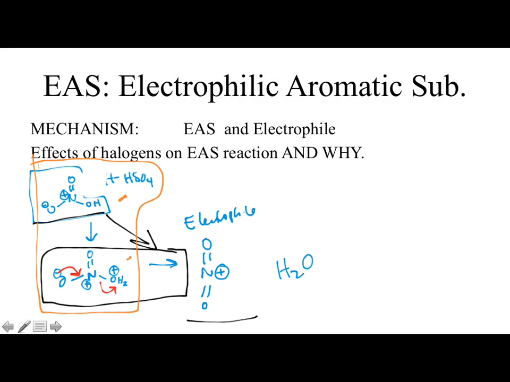Almost all para-ortho directors we would expect to be activators because they have electrons that they can donate into the ring. However, can halogens push electrons into the ring? No. If anything, they withdraw it from the ring. So halogens are in this weird gray area. They deactivate your reaction, but they're para-ortho directors. Okay, they're the one exception when it comes to EAS reactions.